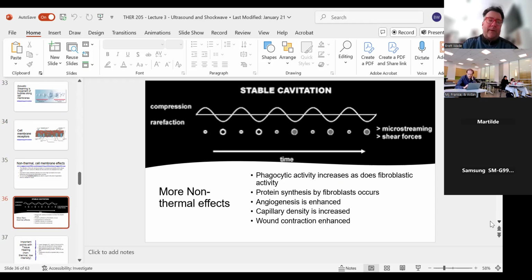So when those mechanical vibration, acoustic streaming effects happen, what exactly is happening? And you can see some of these things here. Increased angiogenesis, protein synthesis, i.e. collagen, capillary density, etc.